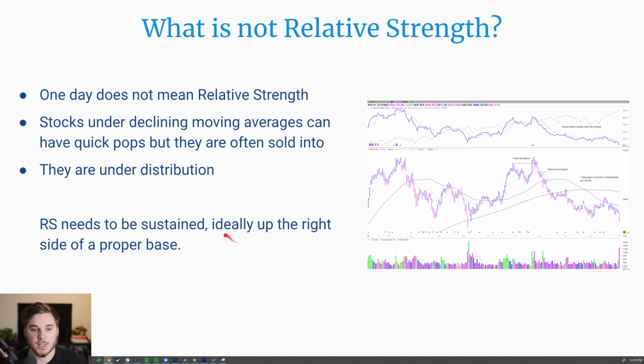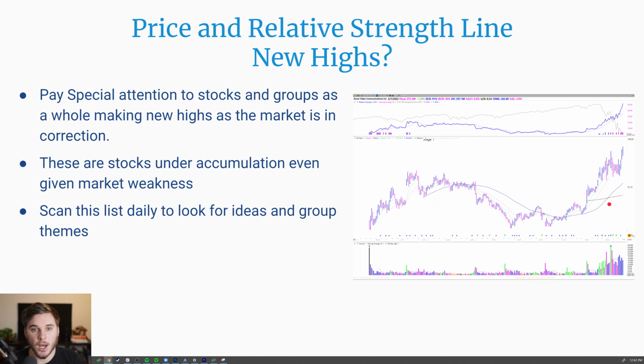And RS needs to be sustained, ideally up the right-hand side of a proper base. So I really want to drive this point home. Stocks under declining moving averages and in longer-term downtrends are suspect. And even week-long moves back into declining moving averages aren't necessarily relative strength. So that said, let's get into really the characteristics of RS.